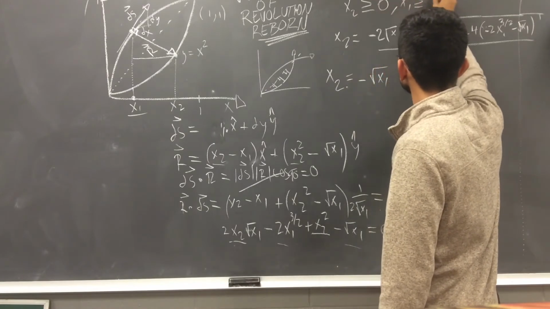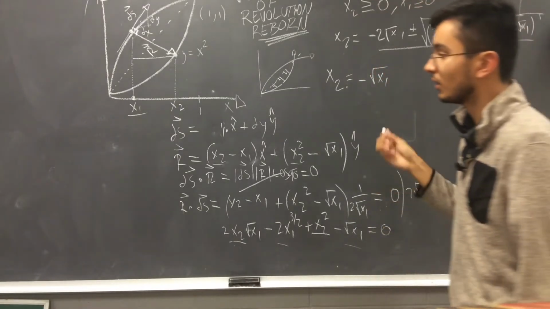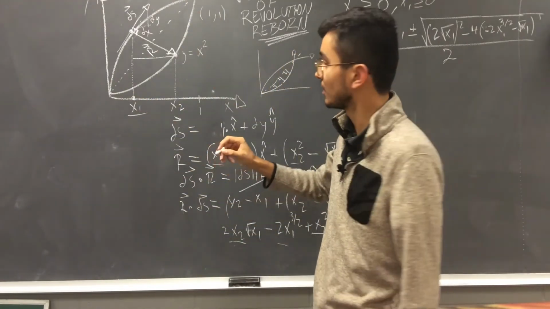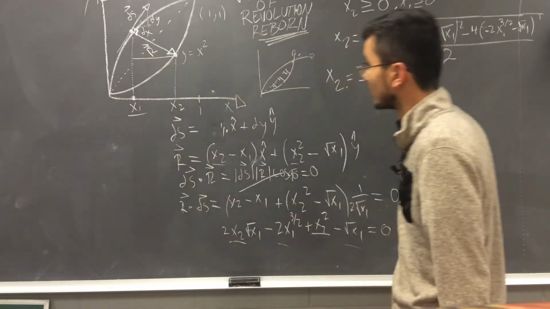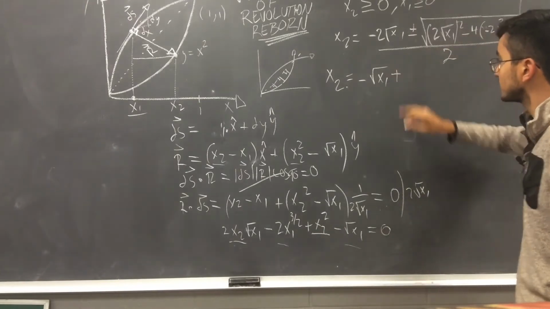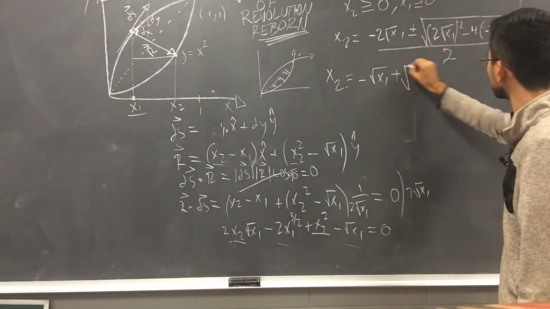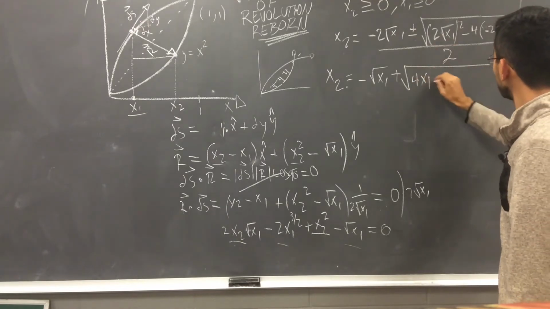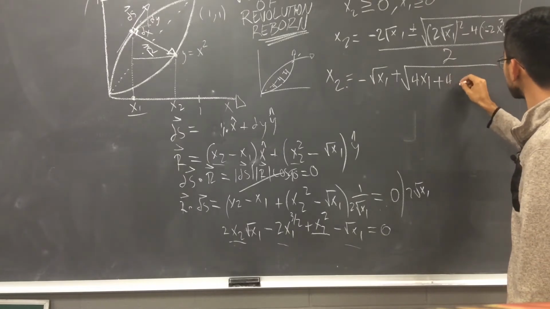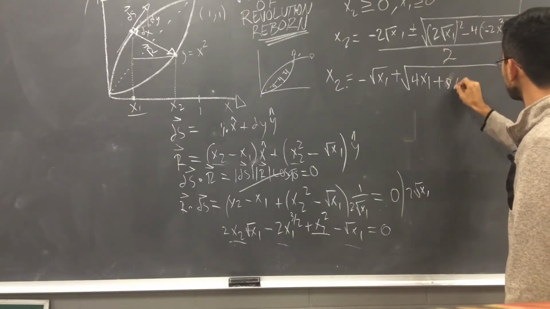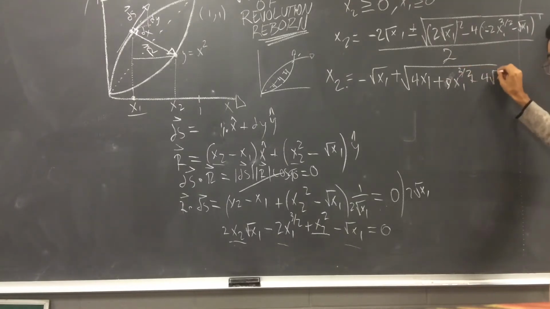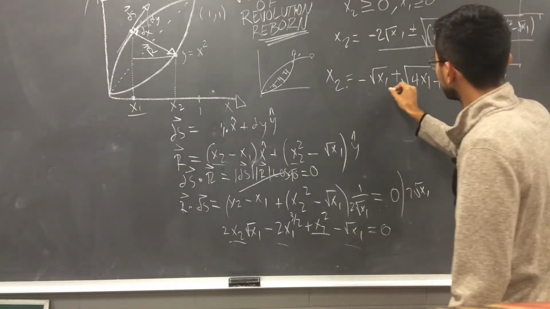So x1 has to be greater than or equal to 0 because we're integrating on the open interval, from here to here, since it's differentiable and also continuous on the open interval. Now, we're going to consider only the positive values. So we're going to have plus the square root of 4 times x1 plus, 4 times 2 is 8, so that's going to be 8x1 to the 3 halves plus 4 root x1. And then all of that divided by 2, right?